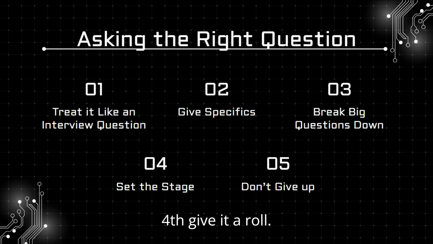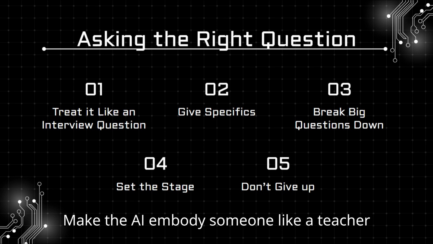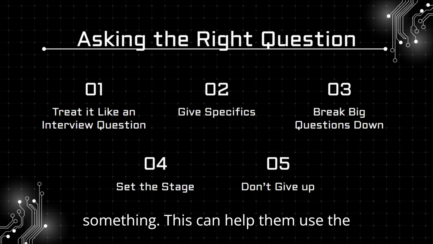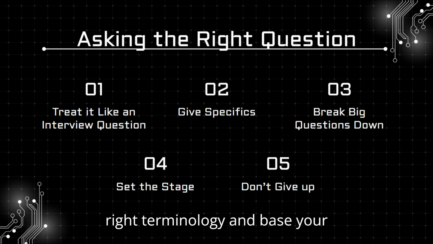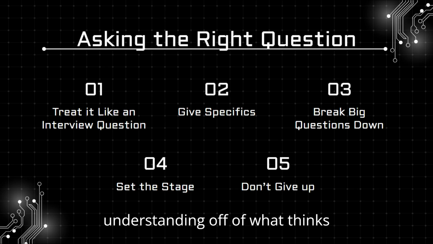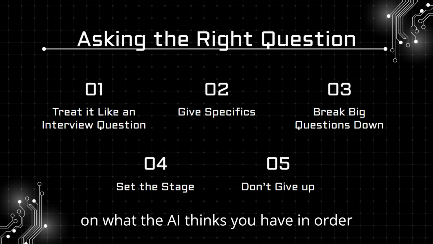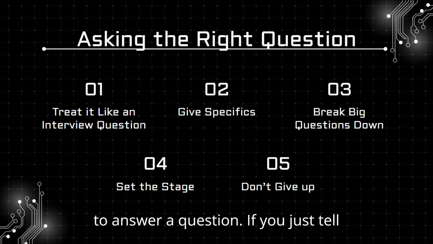Fourth, give it a role. Make the AI embody someone like a teacher or a friend trying to help you explain something. This can help them use the right terminology and base your understanding off of what the AI thinks you have in order to answer a question.